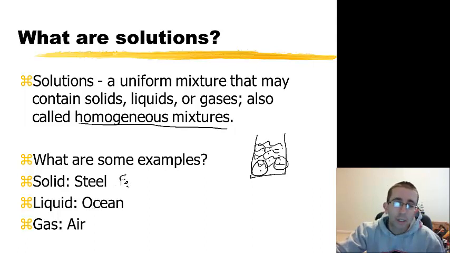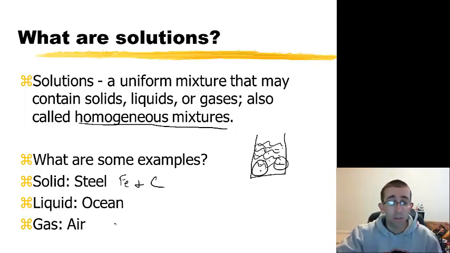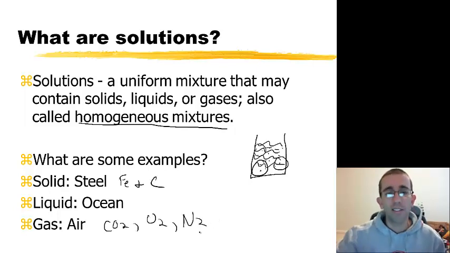You can have solid, liquid, and gas samples of a solution. Steel is a mixture of iron and carbon. The ocean, we'll just say we're talking about salt water here, so water and sodium chloride. Air, you've got carbon dioxide, oxygen, nitrogen gas, all kinds of stuff in the air.